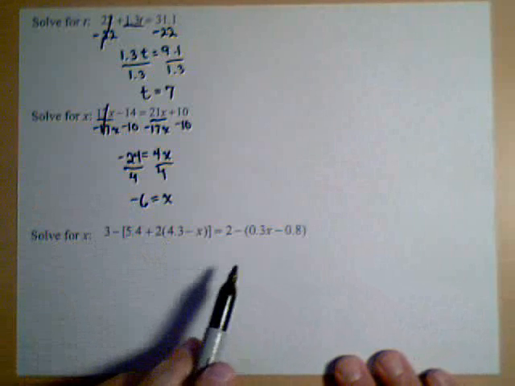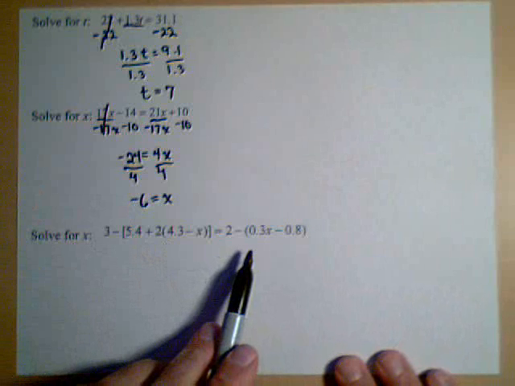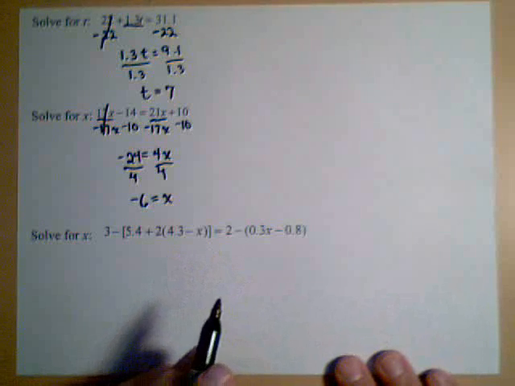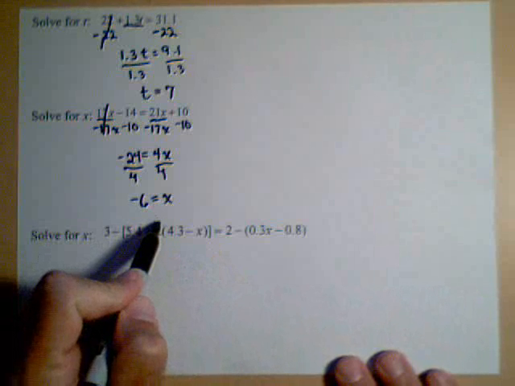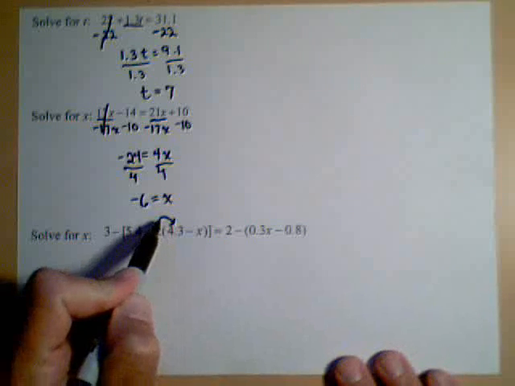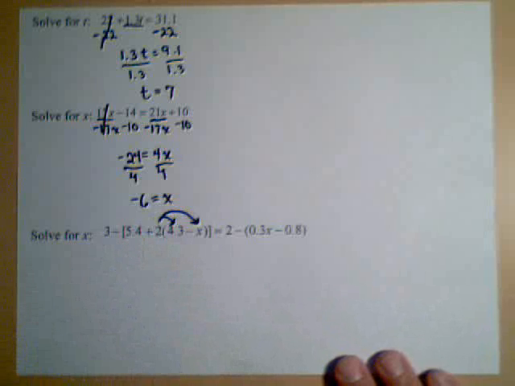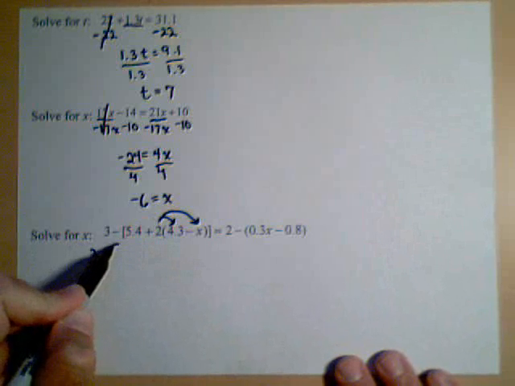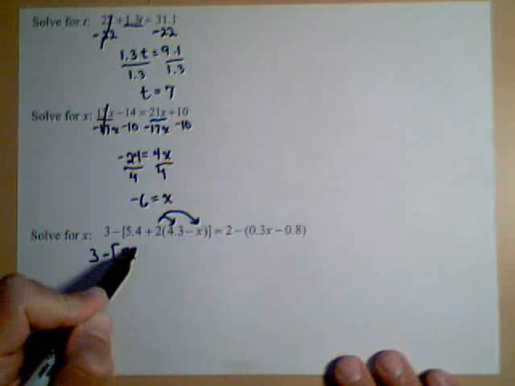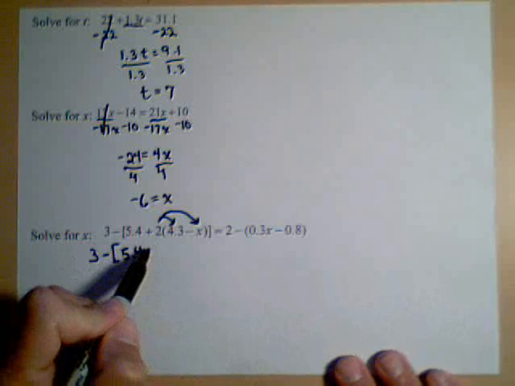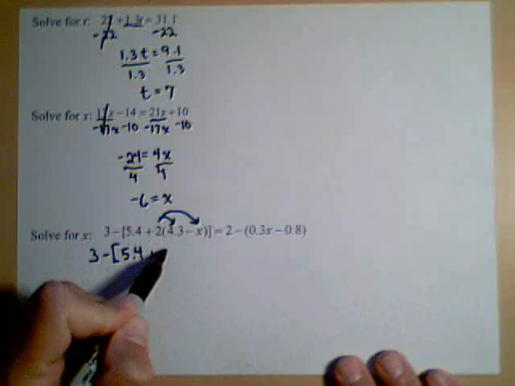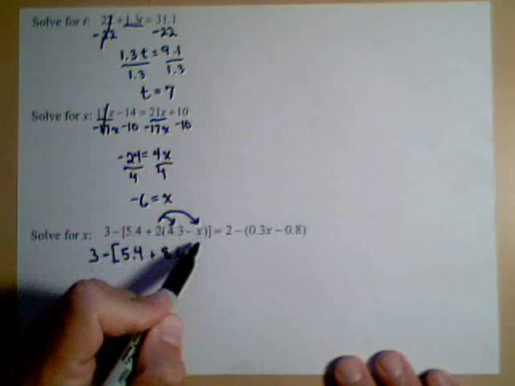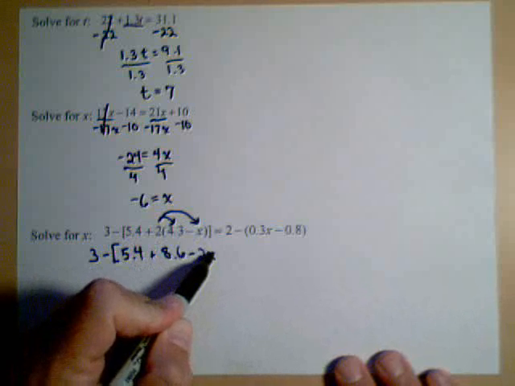The last one we're solving for x, but we're going to have a little bit of work to do first because of these parentheses. So let's work from the inside out and do a couple steps of simplification. So first thing I'm going to do is get rid of this inside set of parentheses by distributing the 2. So 3 minus, and I'm going to leave the bracket for right now. We'll get rid of that in the next step. 5.4 plus 2 times 4.3 is 8.6 minus 2 times x is 2x.